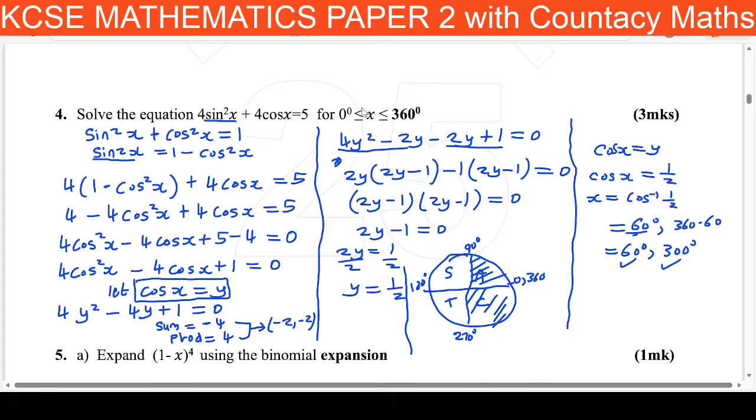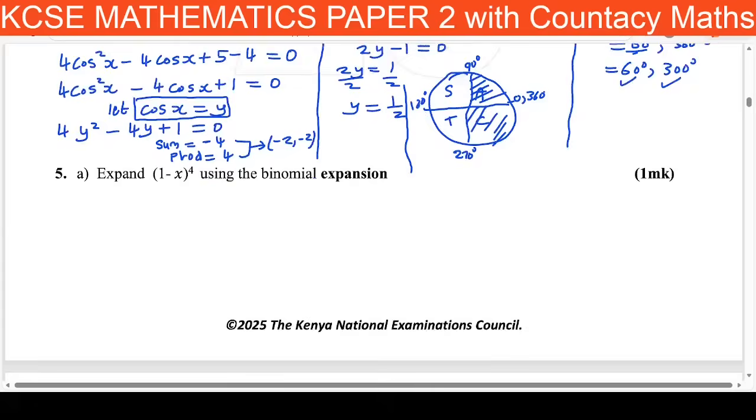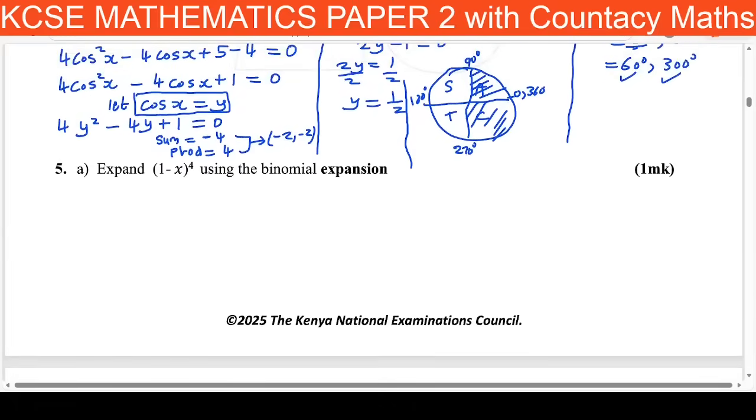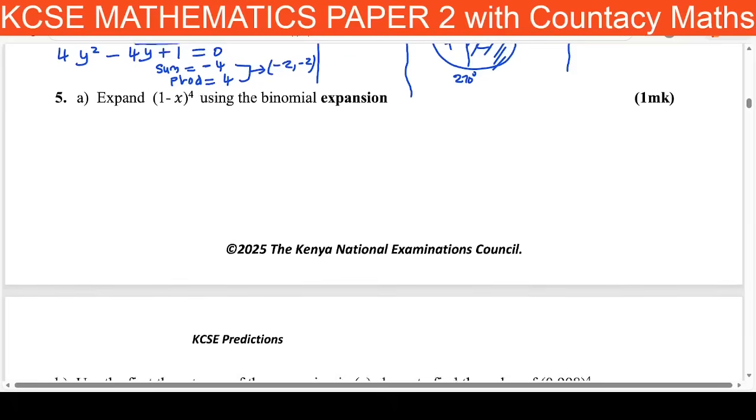Let's get into our question 5, a very wonderful and interesting question. So we are told, expand 1 minus x to power 4 using the binomial expansion. A very interesting question. So this is 1 mark, but I believe that there could be another second part of it that we get to follow after this.